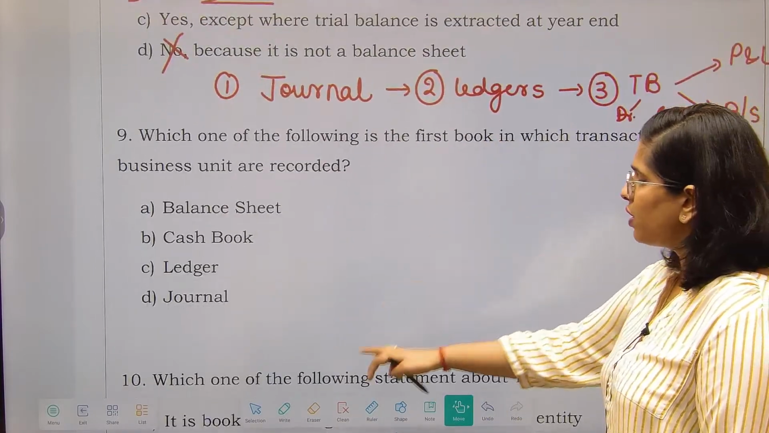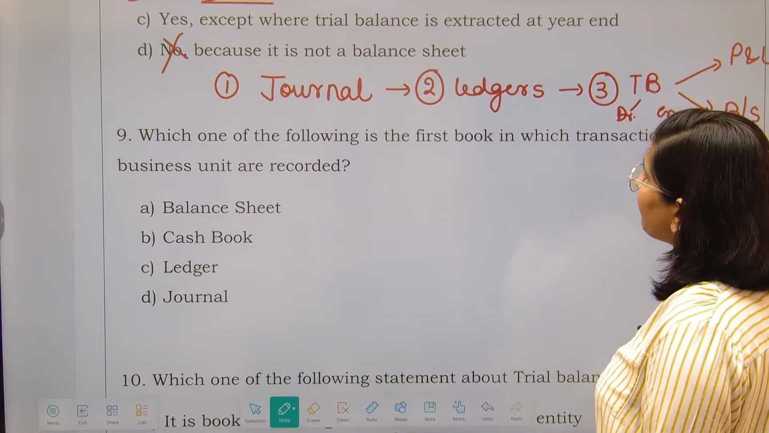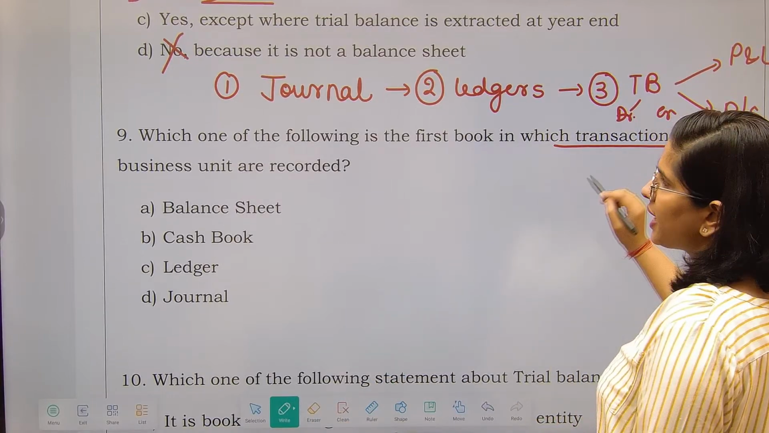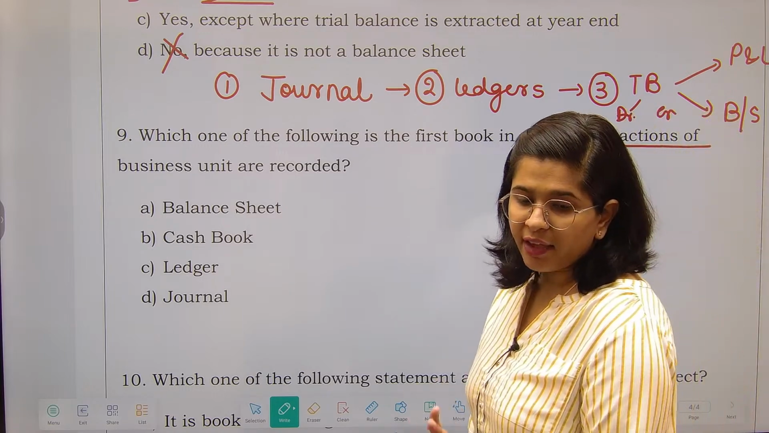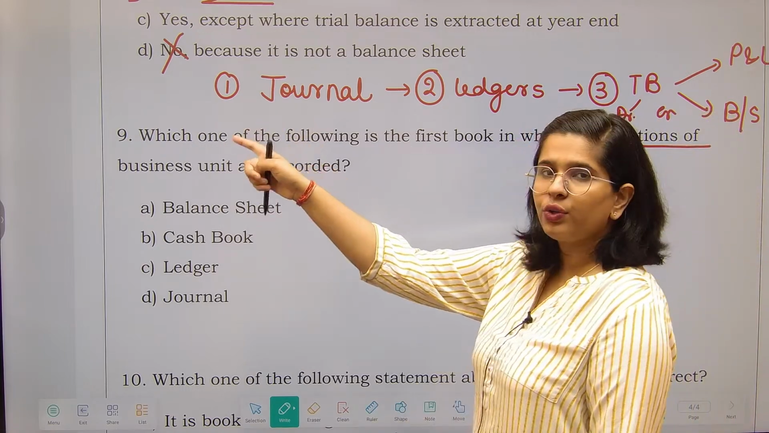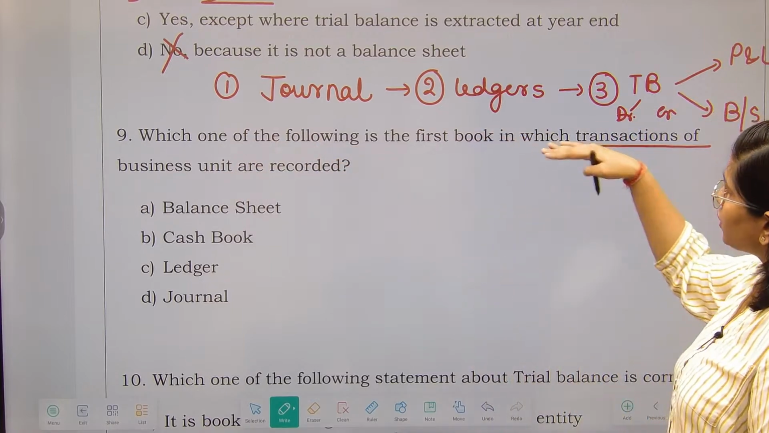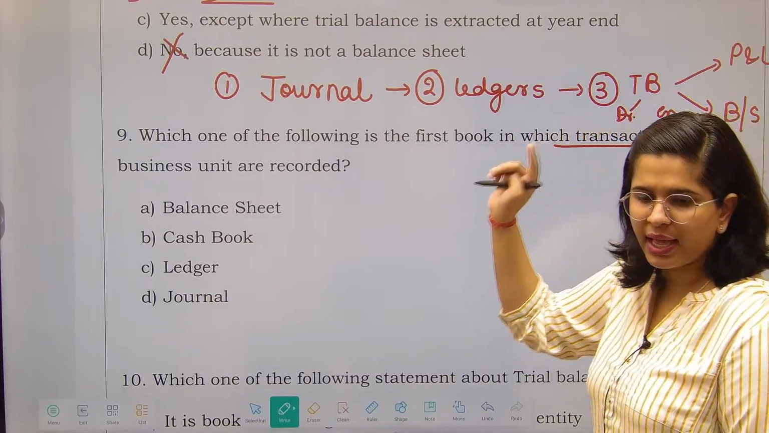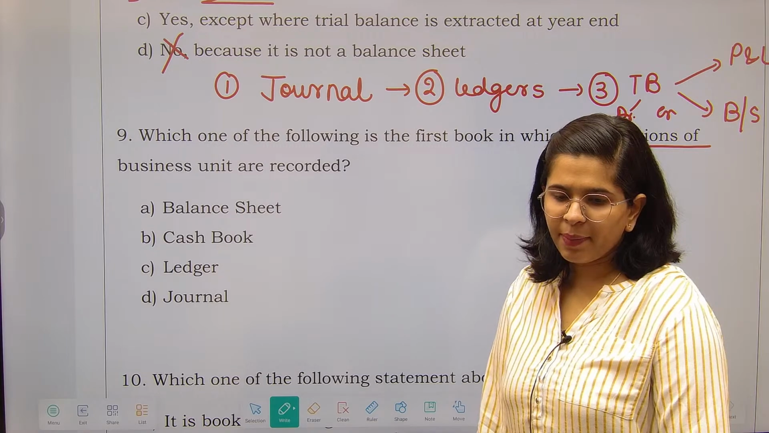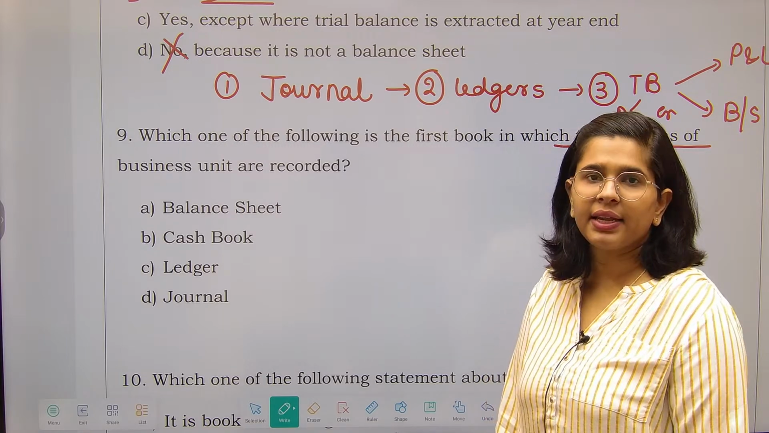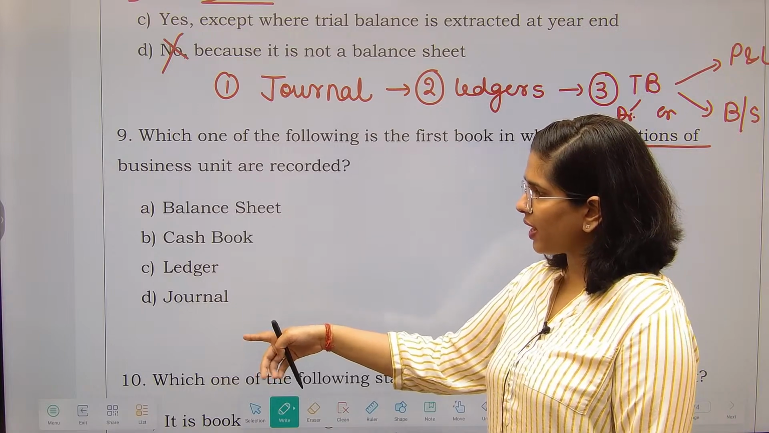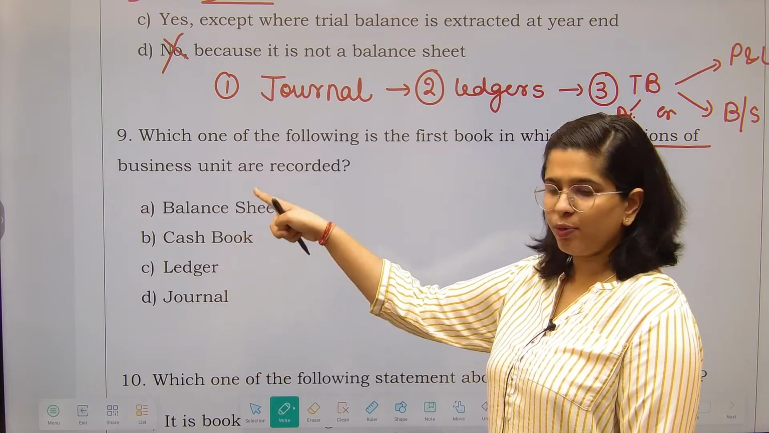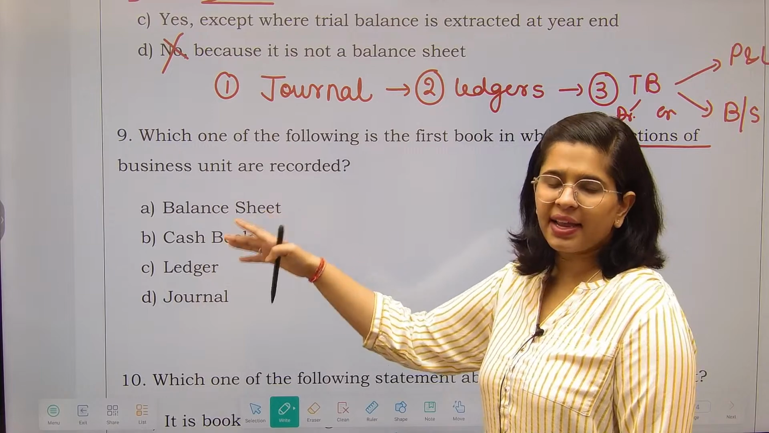Next is, which one of the following is the first book in which transactions of a business unit are recorded? Now, first book: I have already told you the process: journal, then ledger, then trial balance, and with the help of the trial balance we prepare the P&L and balance sheet. So the four options provided are journal, ledger, cash book, balance sheet. Balance sheet is the final outcome.